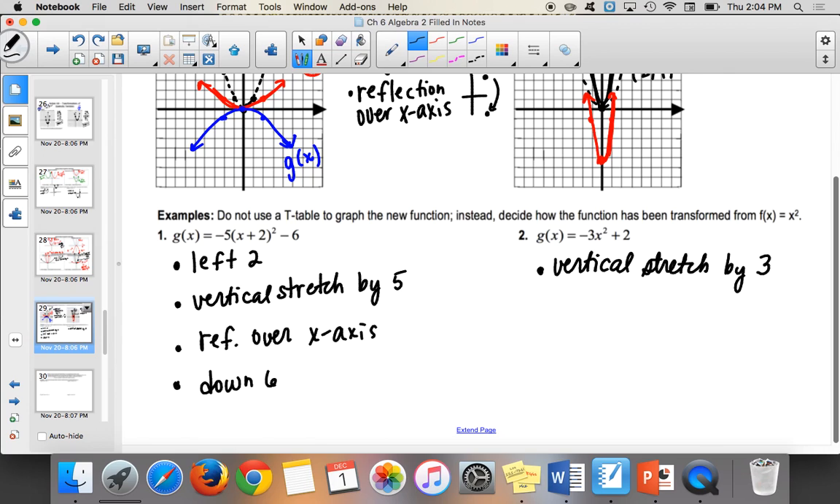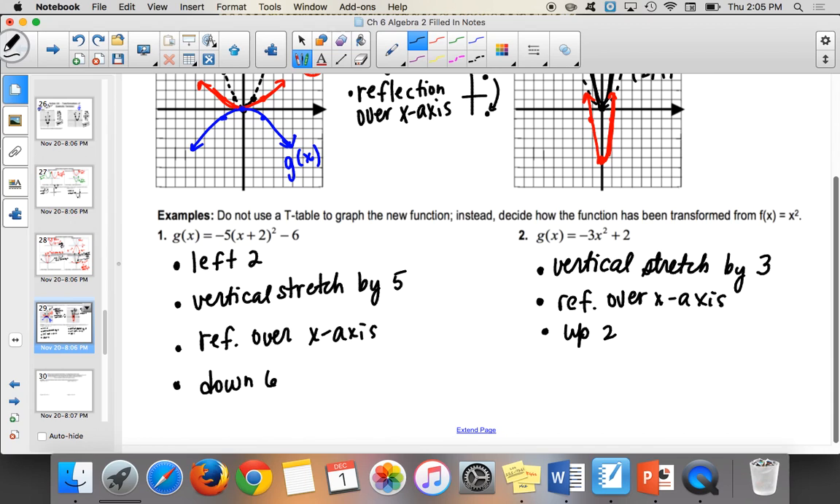By 3. All right, and then I have the negative out front. Well, what's a negative do? It's some kind of reflection. Where does it reflect? Yep, reflection over x-axis. And then the last thing, up 2, you got it. Okay, and you could check these. You could graph it on your graphing calculator. You would see it's exactly the same thing. Okay.